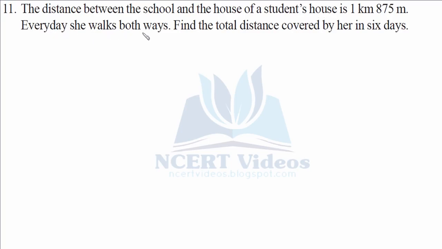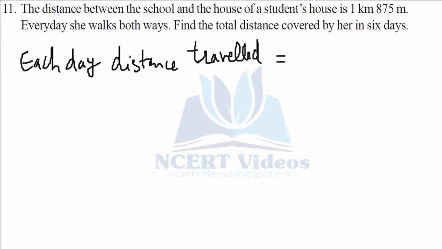Question 11. Distance between school and the house of a student is this much. Every day she walks both ways. That is, she goes and comes back again. So we have to find the total distance she traveled in 6 days. So each day distance is 1 kilometer 875 into 2. We will multiply it by 2.